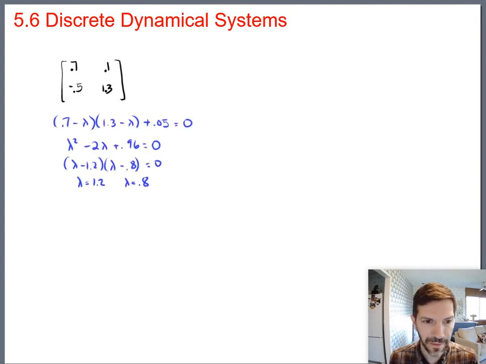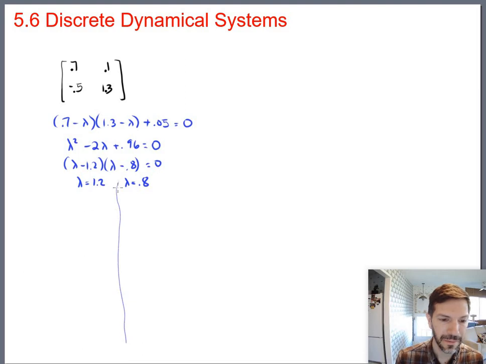Okay, so there's the eigenvalues. I thought we would maybe do the eigenvectors live, or at least one of them. So let's start with the eigenvector for the eigenvalue 1.2. So subtract 1.2 from the main diagonal and augment zeros on the end. So 0.7 minus 1.2 is negative 0.5, 0.1, 0, then we have negative 0.5, 1.3 minus 1.2 is 0.1, 0.